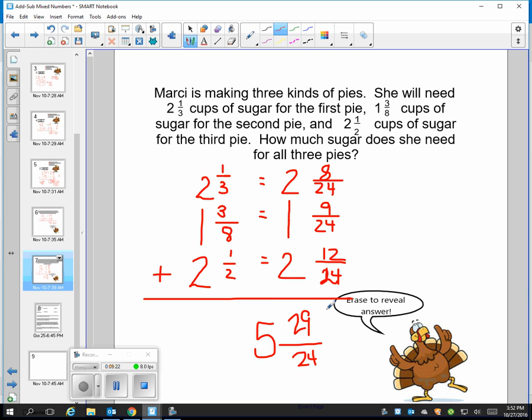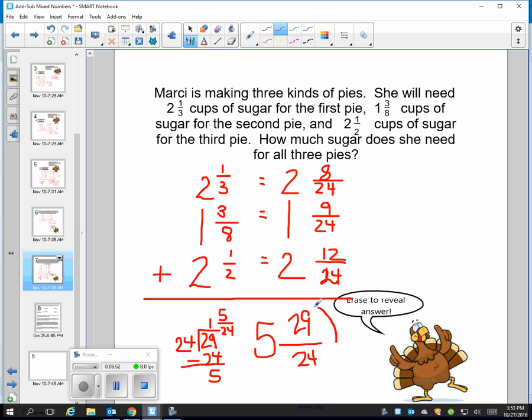You can see I've made an improper fraction for part of my answer. So this is 5 wholes and whatever I have here. So I'm going to divide the 29. I learned yesterday how to convert those to a mixed number. Nine minus 4 is 5, so I have 5 of those 24ths left over.